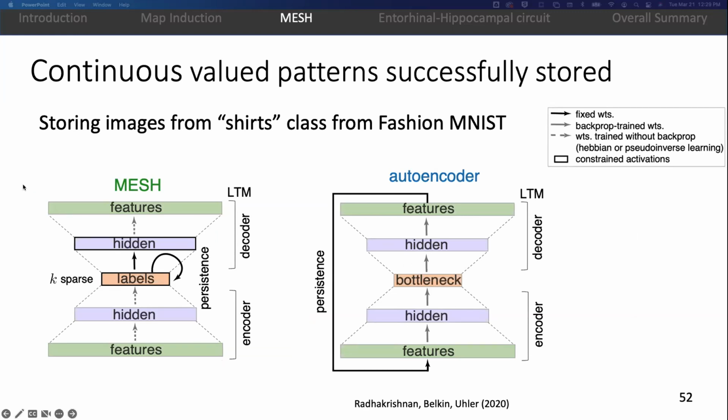And if you unroll MESH, it actually starts looking like an autoencoder, with the difference that it has constrained activations in some of its layers, and the learning rules are all biologically plausible. So we compared MESH to a tail-biting autoencoder, which has also been proposed before to act as a content addressable memory.